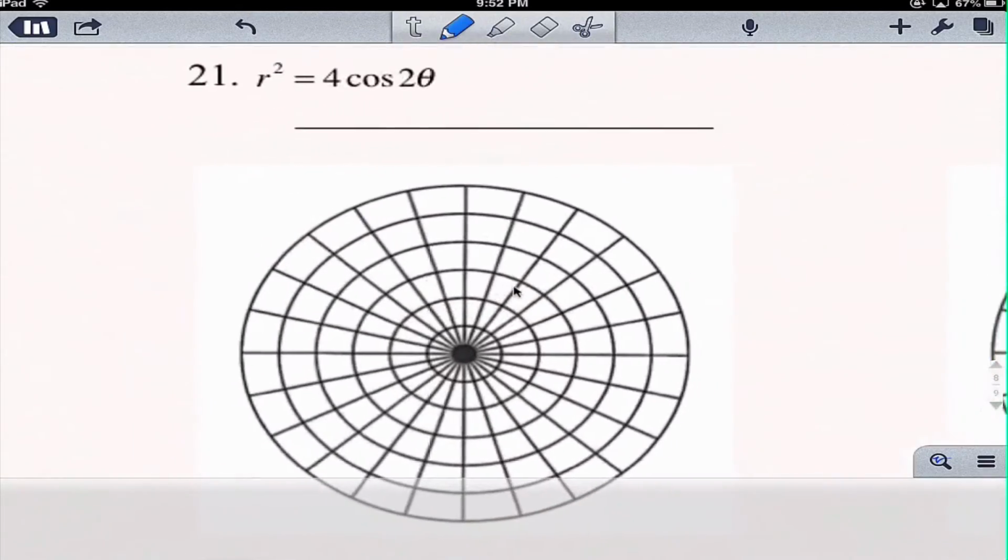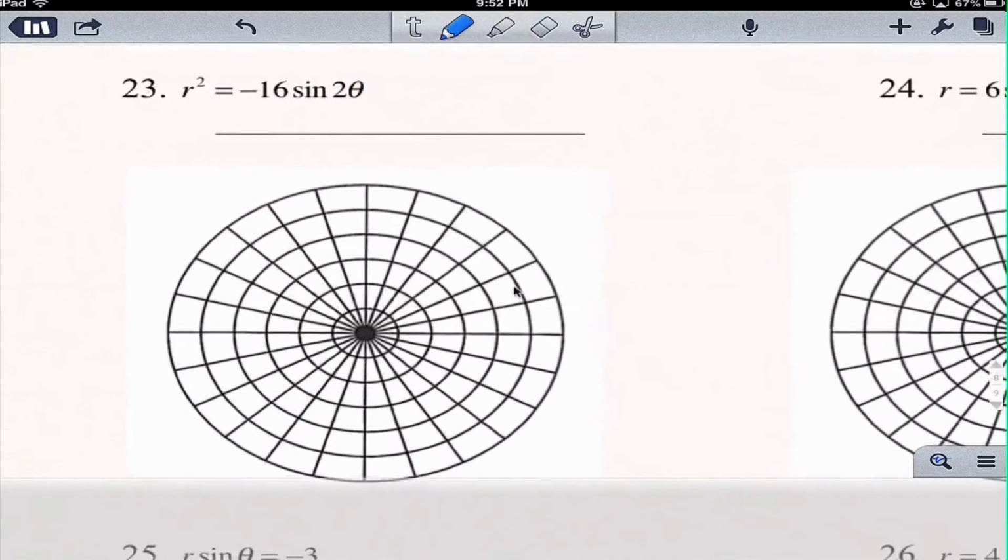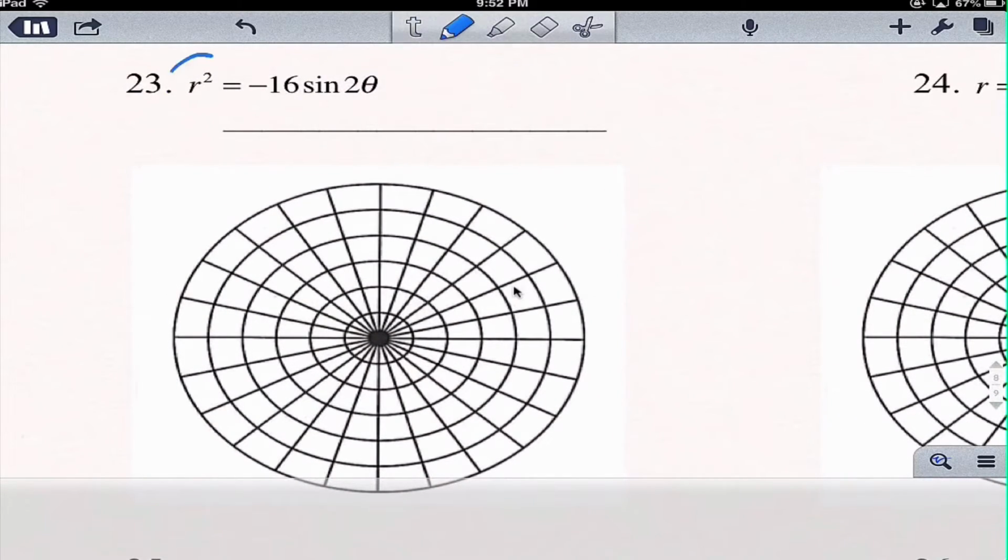Okay, I'm going to skip to 21 here. Actually, let's skip to 23. As soon as I see this r squared, I know that it is a lemniscate.